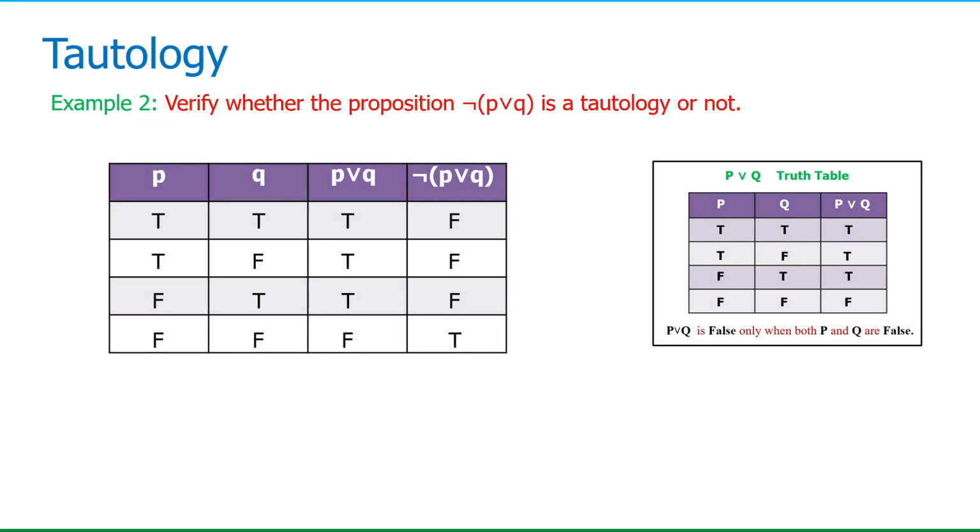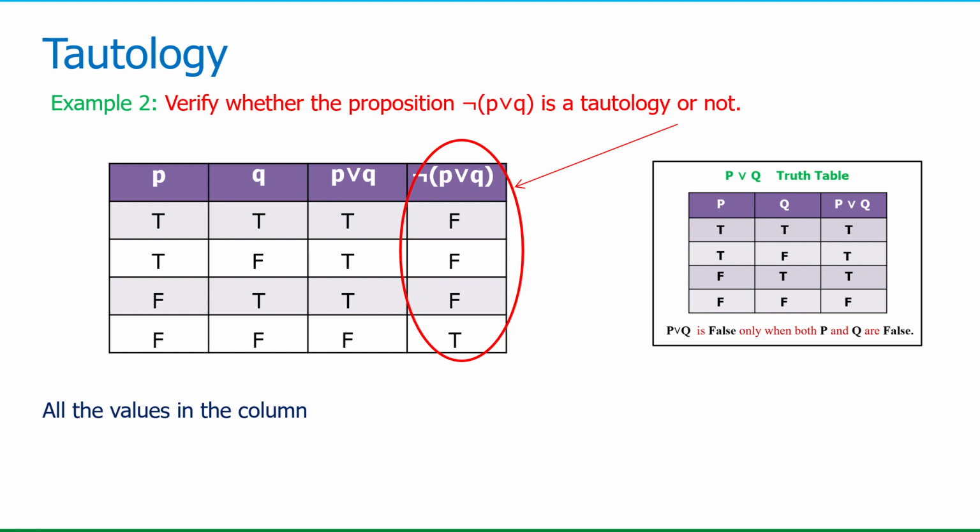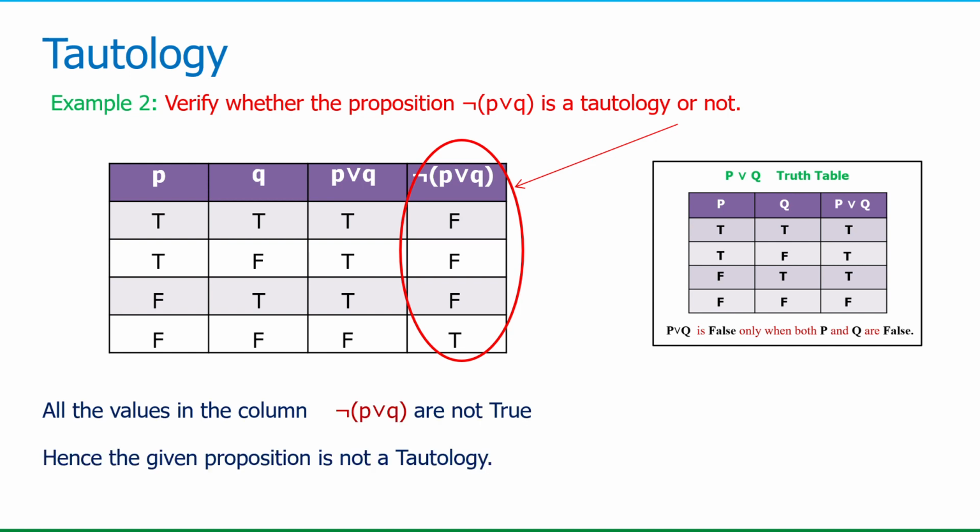All the values in the column negation of P disjunction Q are not true. Hence the given proposition is not a tautology.